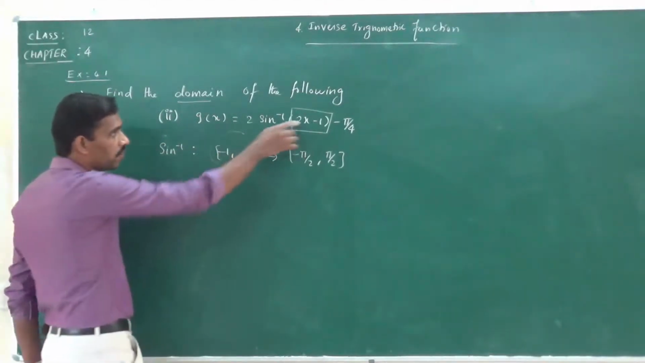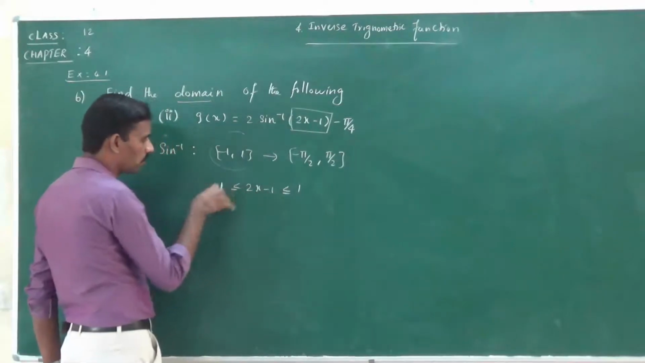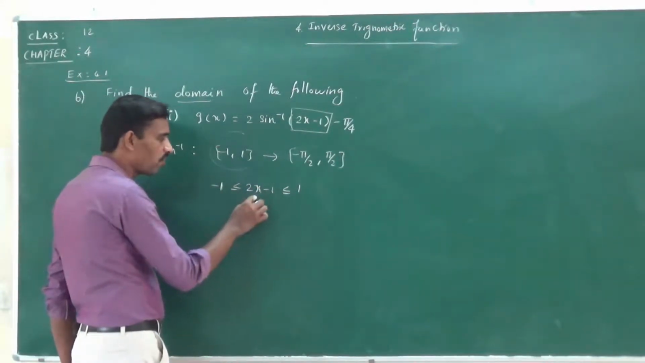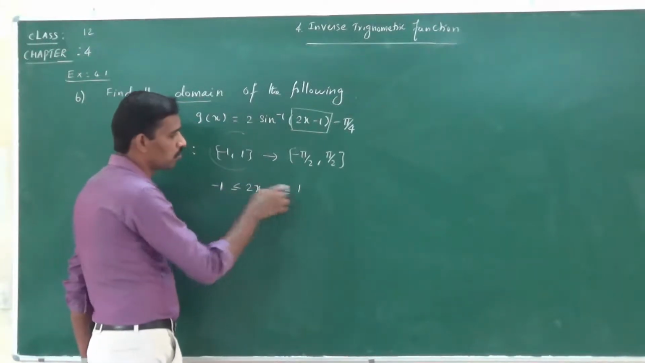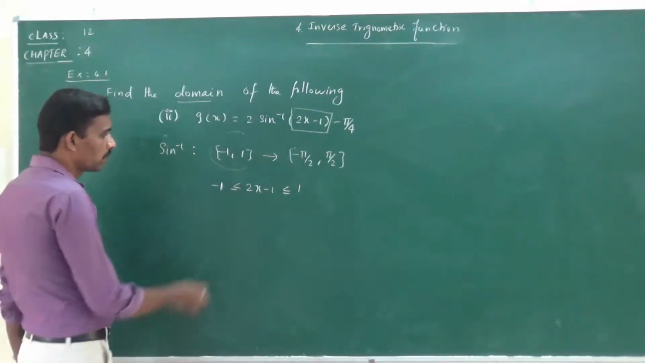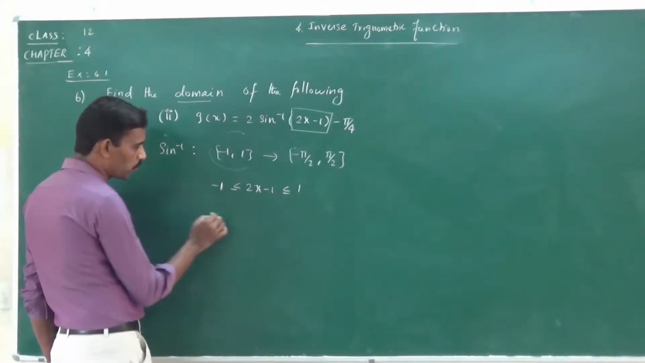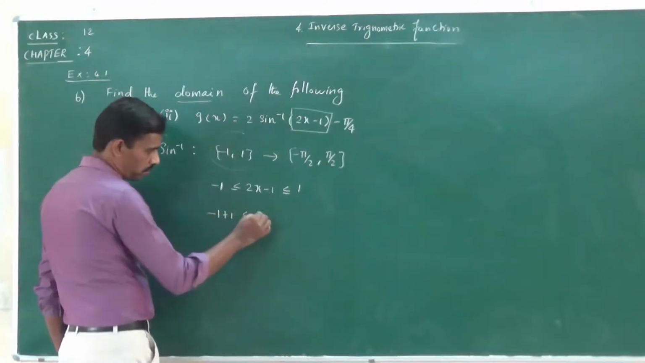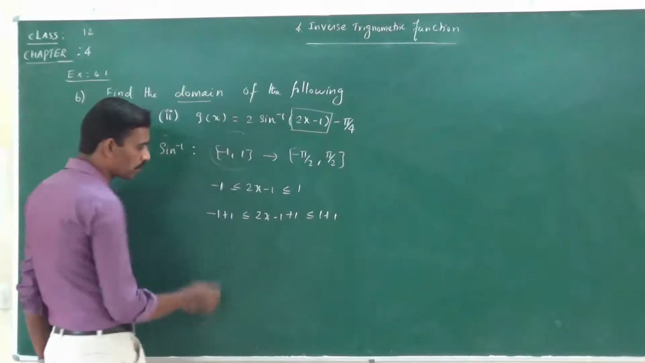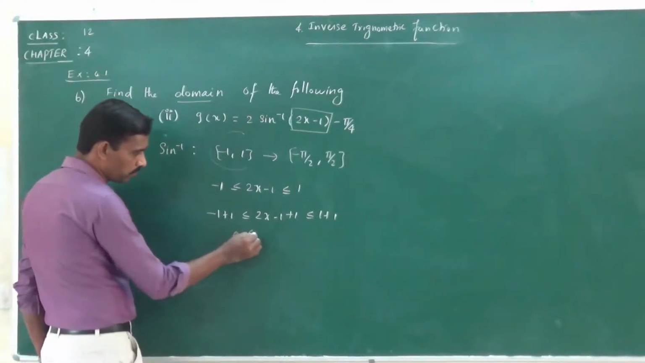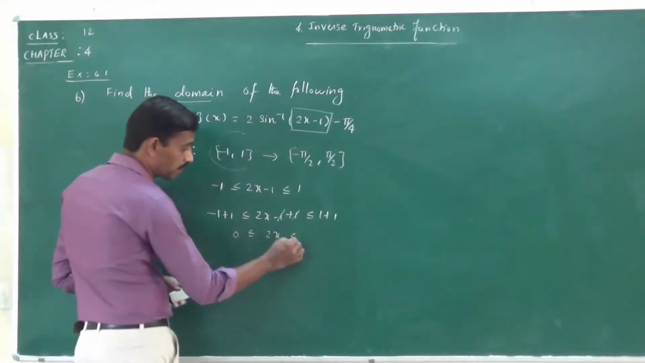Now we want to check for what values of x the expression 2x minus 1 must be in minus 1 to plus 1. Right? Okay, so now add 1 on both sides, because we want to remove this minus 1, so add 1 on the entire term. You see? Minus 1 plus 1 will be 0, so minus 1 plus 1 is cancelled, and 2x is not equal to 2.